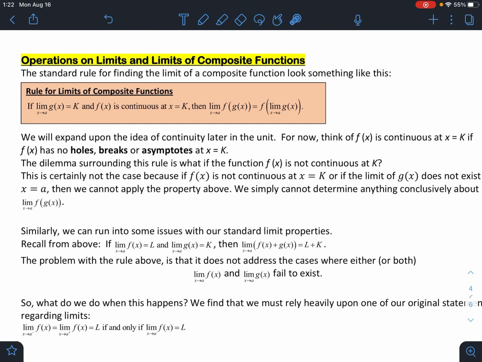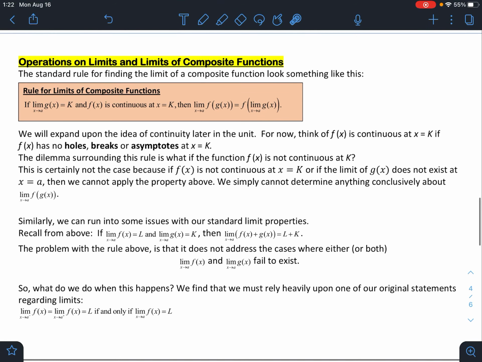But what if it's not? Okay, that's where things can get a little bit tricky. Then we have to look at are we coming from above or below the limit, and then can we take a left-sided or a right-sided limit from there? So we'll take a look at that and a couple problems here on the next couple slides.